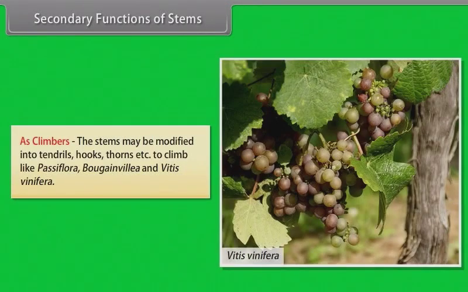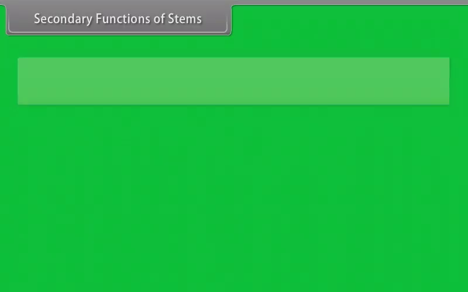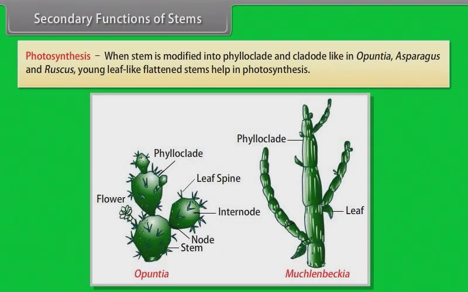As climbers, the stems may be modified into tendrils, hooks, thorns, etc. to climb, like Passiflora, Bougainvillea, and Vitis vinifera. Photosynthesis. When stem is modified into phylloclade and cladode, like in Opuntia, Asparagus, and Ruscus, young leaf-like flattened stems help in photosynthesis.